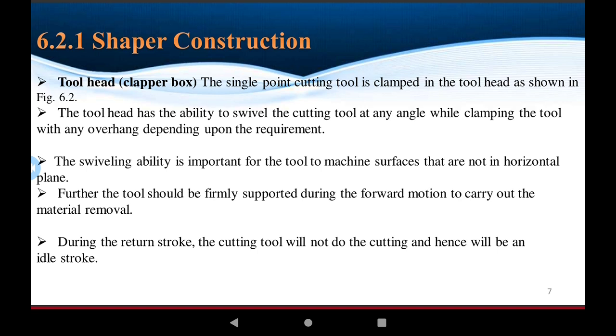During the return stroke the cutting tool does not cut the metal and hence it is an idle stroke. The return stroke of the machine is the idle stroke of the machine tool.